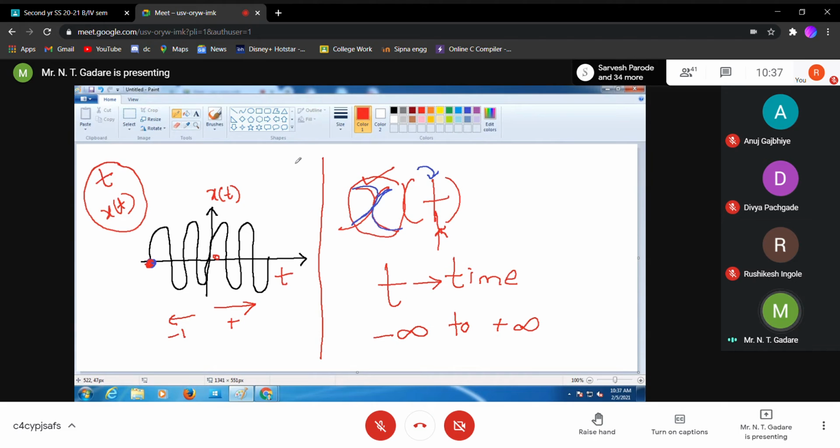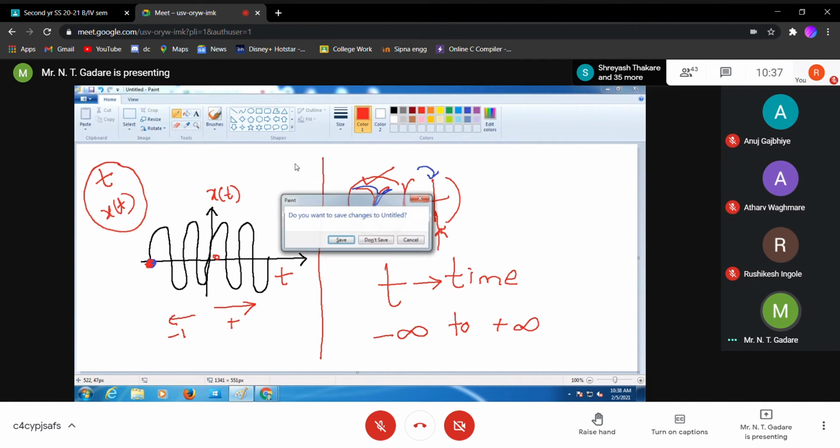Now, there are some standard signals already given by signals and processing. I'll repeat, please listen. There are some standard signals where we can define and understand. Now, you may have a question, what is meant by standard signals?